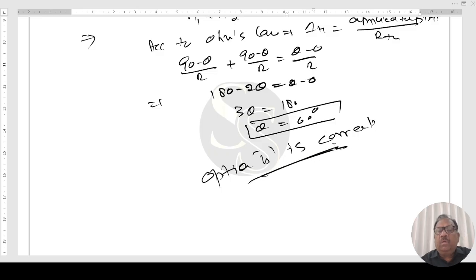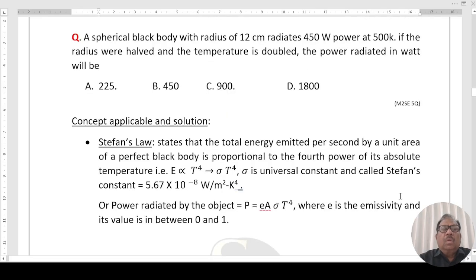Next question. The question is: a spherical black body with a radius of 12 centimeter radiates 450 watt power at 500 Kelvin. If the radius is halved and the temperature is doubled, the power radiated in watts will be. Four options are given to you, one of the options is correct. Concept, applicable and solution.